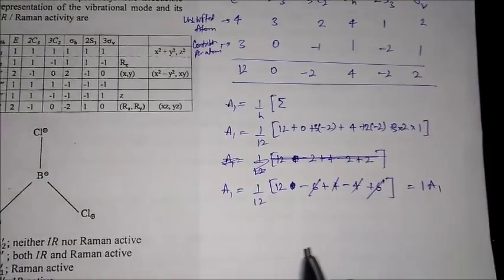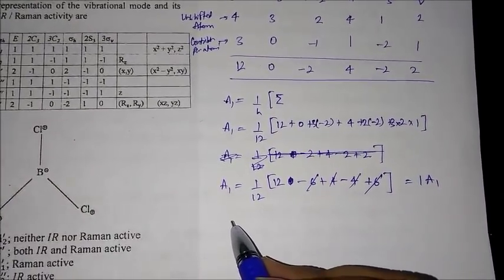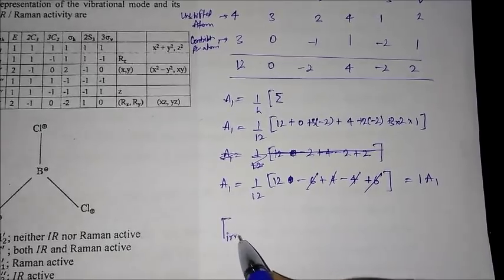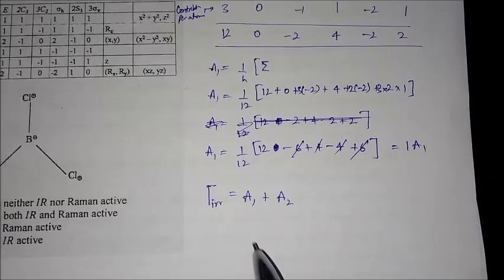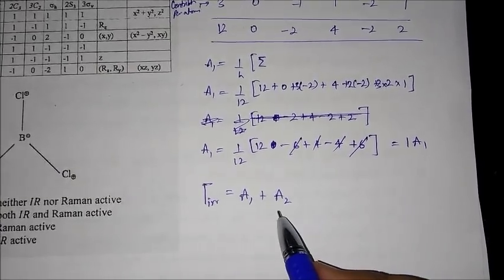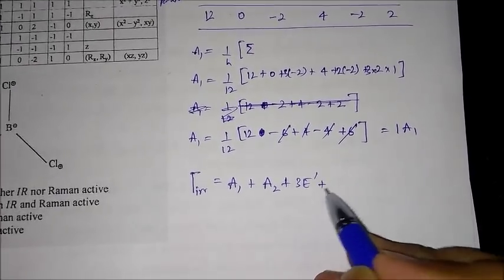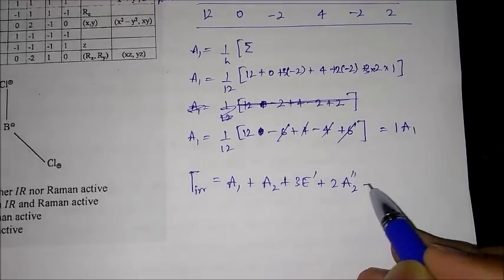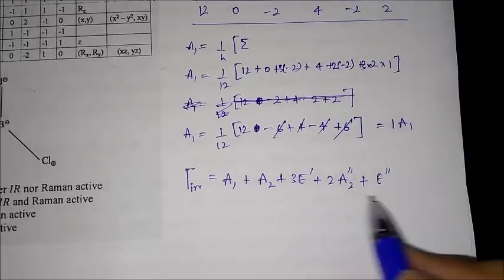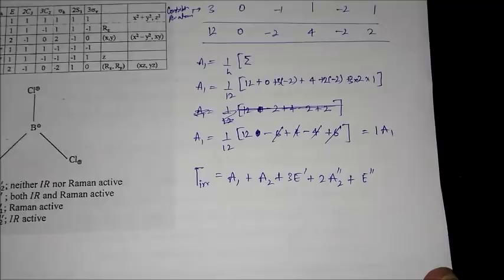When you do it, you will get the irreducible representation as A1 plus A2 plus 3E prime plus 2A2 double prime plus E double prime. So this will be the irreducible representation.